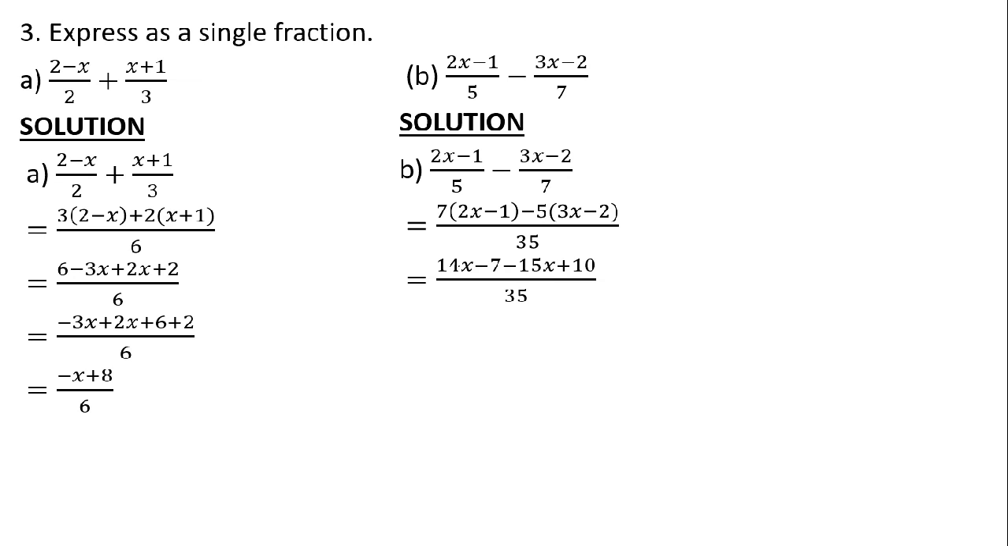positive 10. Like terms can be simplified and unlike terms cannot be simplified. So we'll group the like terms together. 14x minus 15x will give us a negative 1x. Negative 7 plus 10 will give us a positive 3. So our answer will be negative x plus 3 divided by 35. As simple as that.